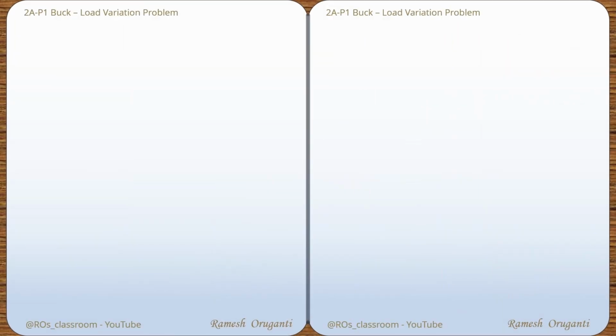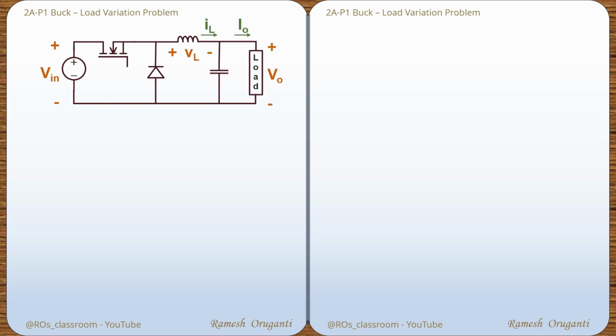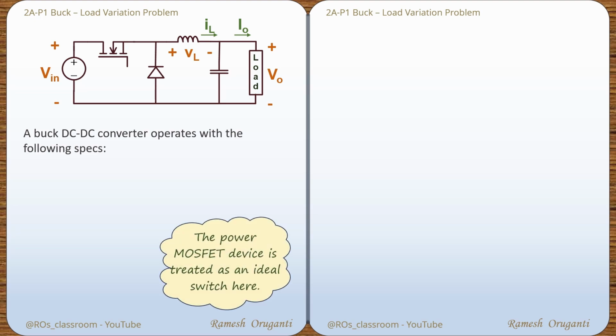This problem is on buck DC-DC power converter. A buck DC-DC converter operates with the following specifications. Vin equals 100 volts DC, L equals 30 microhenry, C is large. That means we are assuming that output voltage under steady state is constant with very little ripple. D equals 0.3 and Fs, the switching frequency, equals 50 kilohertz.